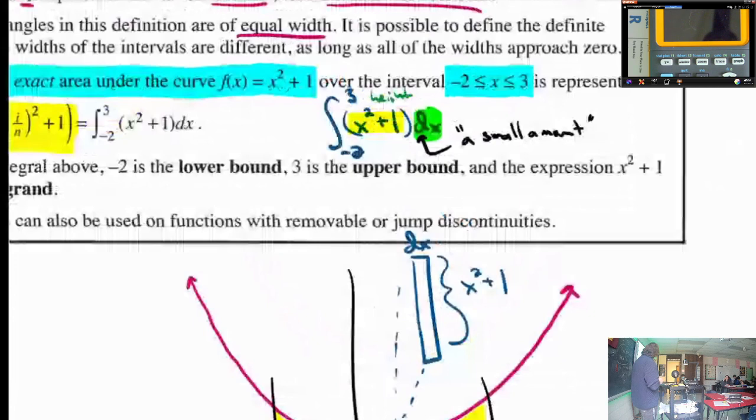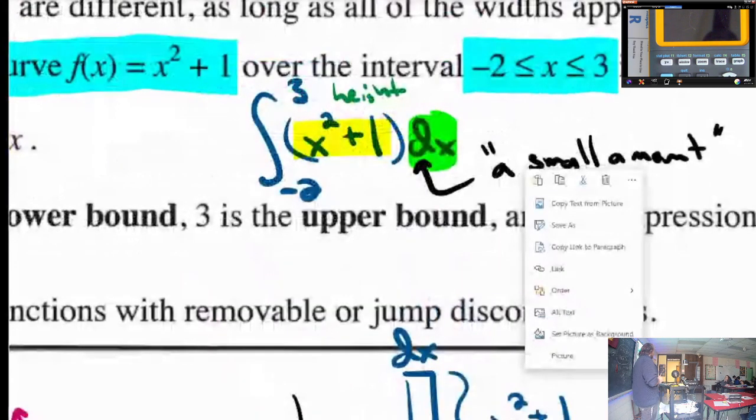Do you ever have to plug anything in for it? No. There are going to be some problems later on where we'll use it as kind of a pseudo variable, but for the most part it just stays there as a signal that we're talking about with respect to x. Later on in this class we'll use integrals going horizontally instead of vertically. And in that case, we would say dy instead of dx, but we'll talk about that later.